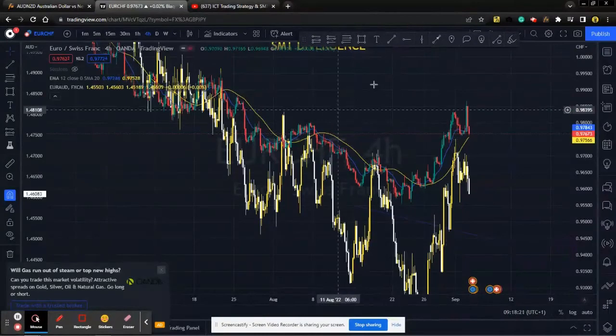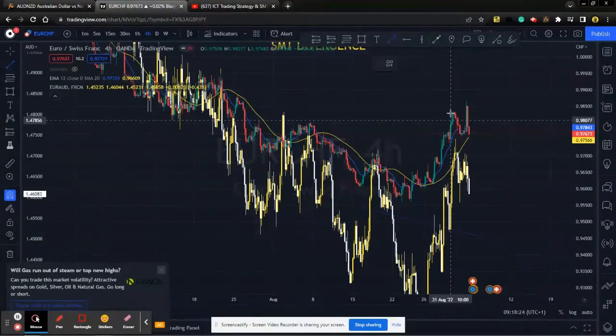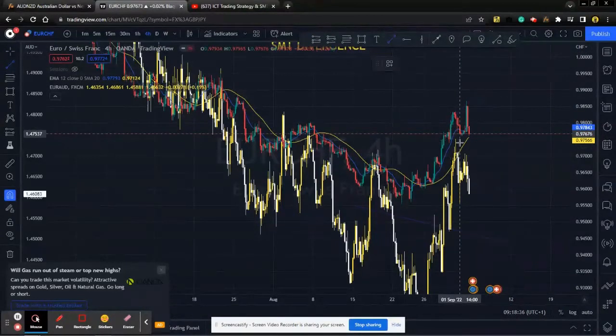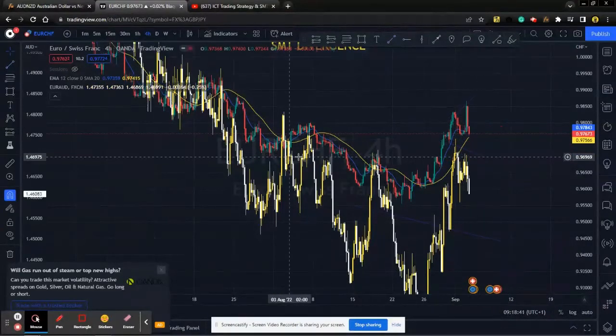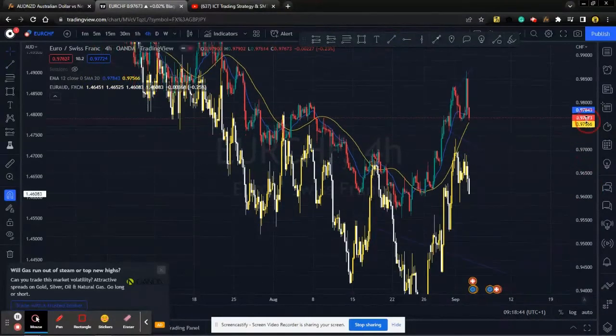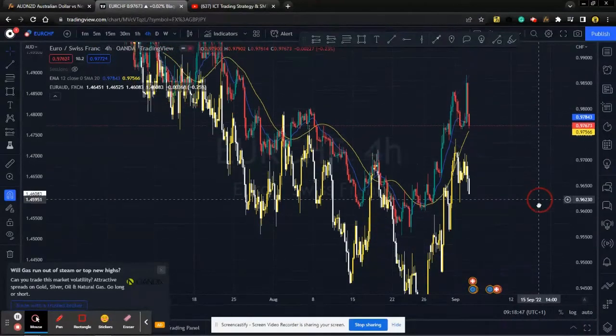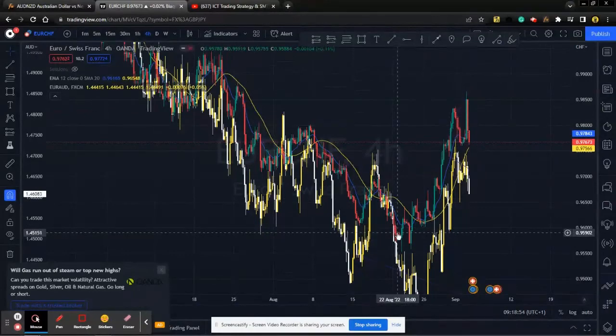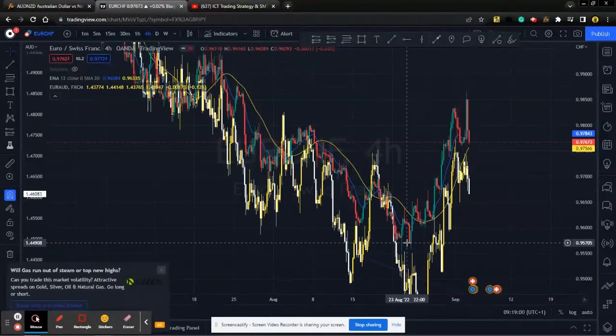So if you see, Euro CHF made a high and a higher high, but Euro AUD made a high and a higher low. These two pairs are highly positively correlated, because if Euro CHF is going down, the Euro AUD is going down, and if Euro CHF is going up, even the Euro AUD is going up.